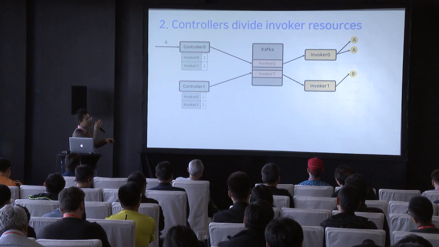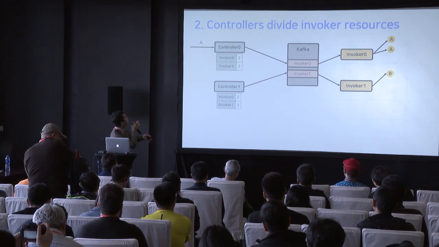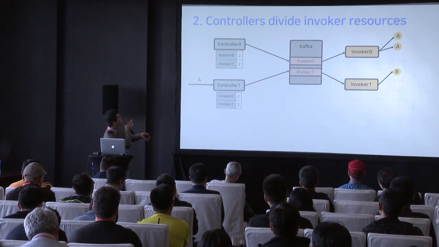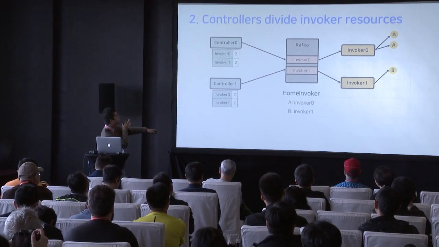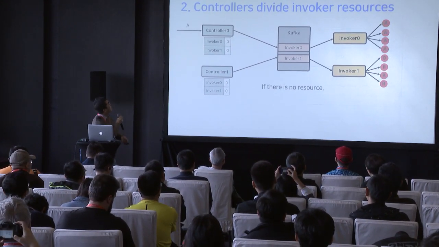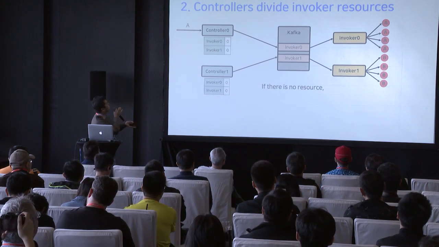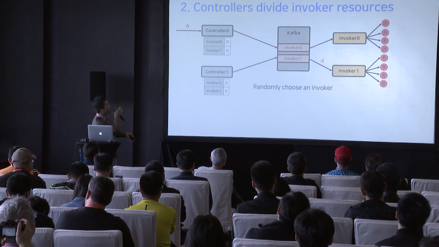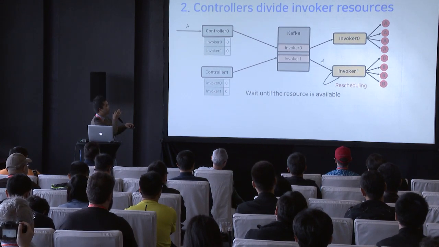And as we described before, OpenWhisk uses a hash value when doing scheduling. So the invocations of A handled by controller zero or controller one will all be forwarded to invoker zero, because its home invoker is invoker zero, right? And when there are no resources at all, the invocation request will be randomly sent to one of the invokers and wait until resources are available in that invoker.